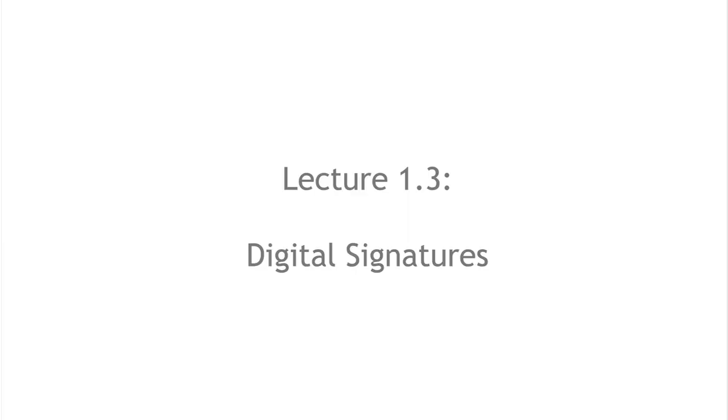In segment 1.3, we're going to talk about digital signatures. This is the second cryptographic primitive, along with hash functions, that we need as building blocks for the cryptocurrency discussion later on. A digital signature is supposed to be just like a signature on paper, only in digital form. And what that means is this.